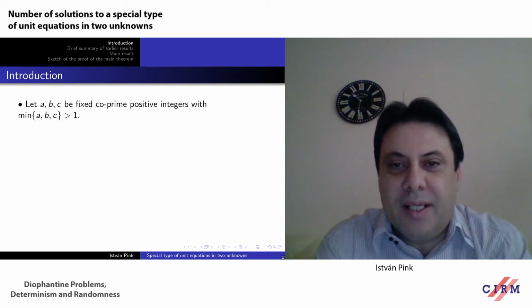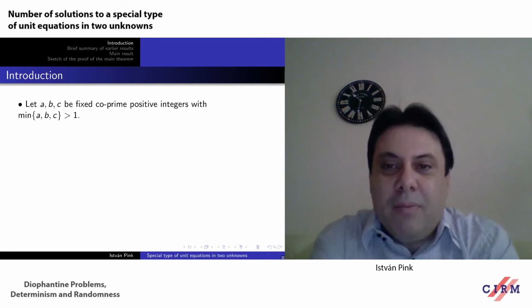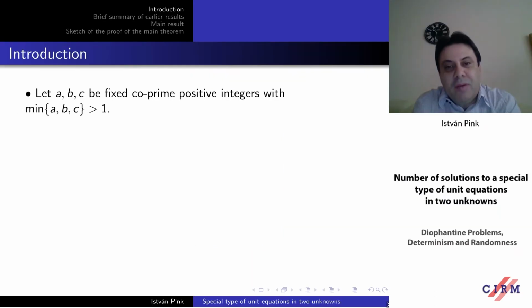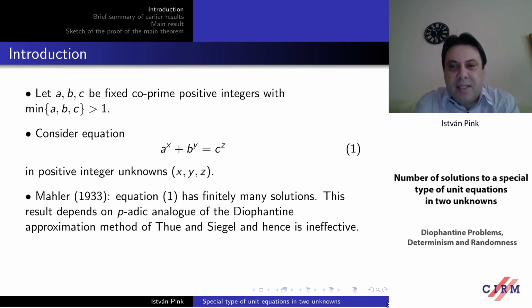of the main result. Let A, B, C be fixed coprime positive integers with the property that the minimum of A, B, and C is greater than 1. And the main object today will be this equation, denoted by (1). We consider this equation A to the x plus B to the y equals C to the z in positive integer unknowns x, y, z. There are many results on this equation.